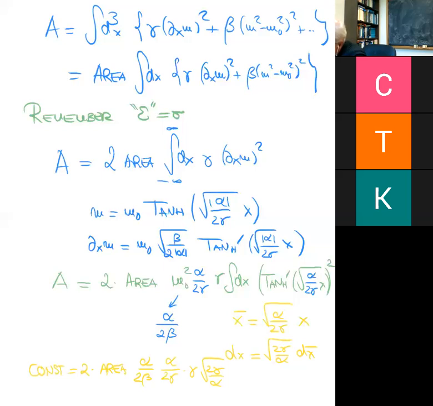So the net factor would seem to be, let's change colors again. So this constant, let's forget about factors of 2, is proportional to the area. It's proportional to alpha to the 3/2. It's inversely proportional to beta. And it's proportional to gamma to the 1/2. And then there is some remaining integral.